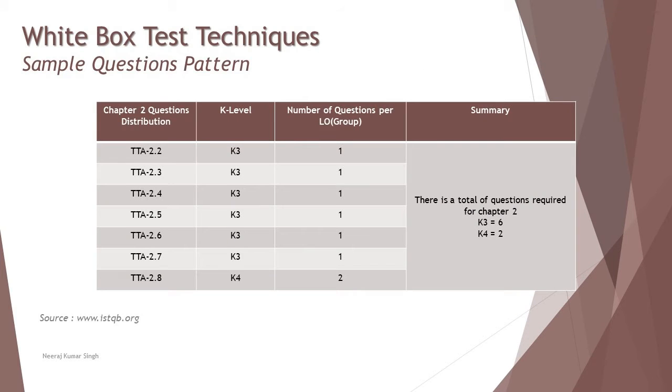First of all, to begin with, what kind of pattern do you have from this chapter? You will be having altogether 8 questions which will be asked to you in chapter 2, and we have 6 K3 and 2 K4 questions coming from this chapter, and that's the breakup on the screen right now, and you can look for the topic numbers as per your syllabus.